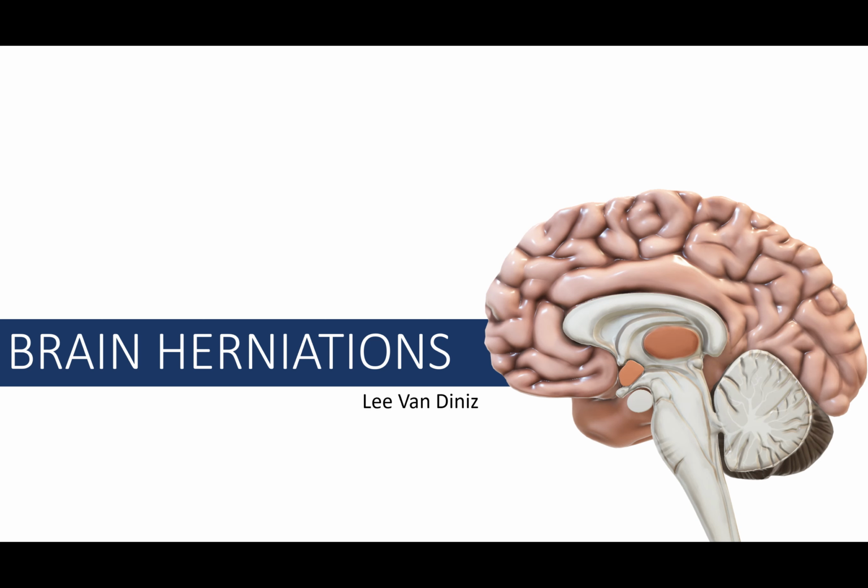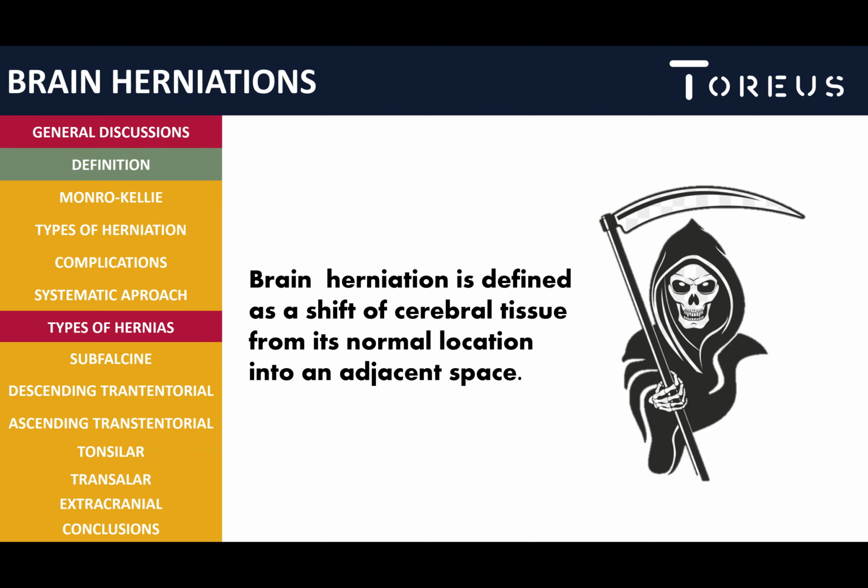We're going to discuss our first topic, a very important theme in radiology and neurology as well. That is brain herniations. So we are going to describe firstly the concept of brain herniation, and brain herniation is defined as a shift of cerebral tissue from its normal location into an adjacent space. This is a life-threatening condition, and that's why it requires prompt diagnosis.